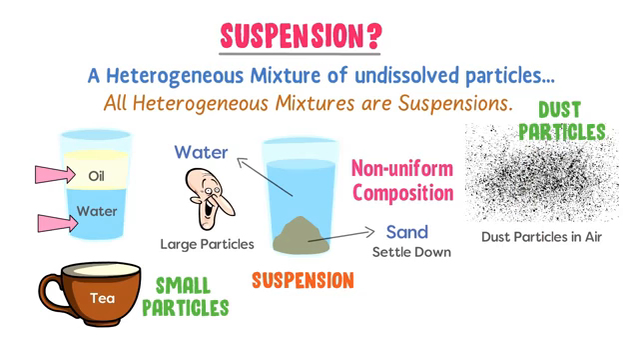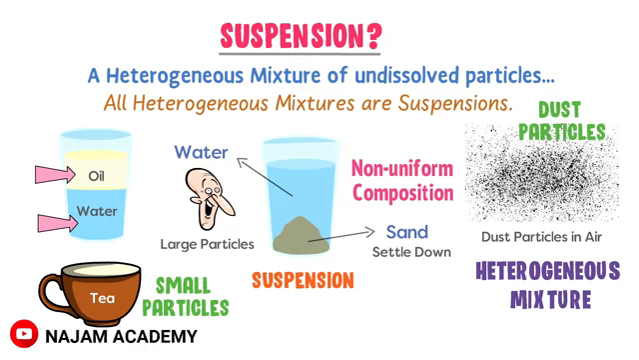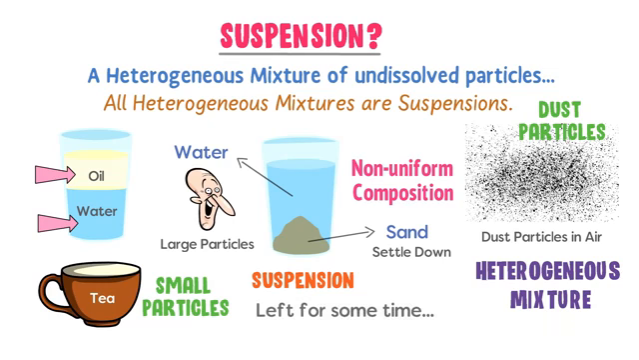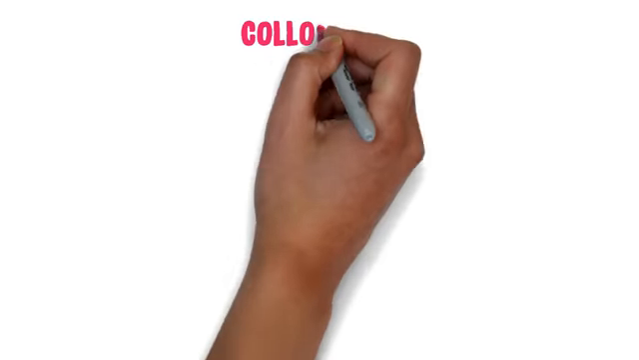while we can also spot the dust particles in air. Thus remember that a suspension is a heterogeneous mixture in which particles are large enough and can be seen with the naked eye. Secondly, if a suspension is left for some time, large or undissolved particles settle down at the bottom due to gravity. Let me repeat it. If a suspension is left for some time, large or undissolved particles settle down at the bottom due to gravity.